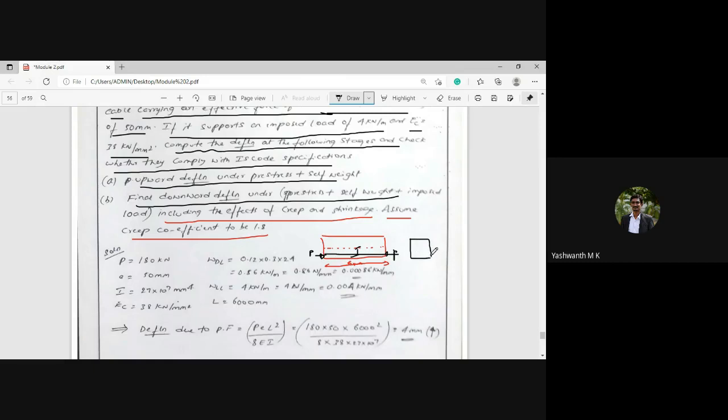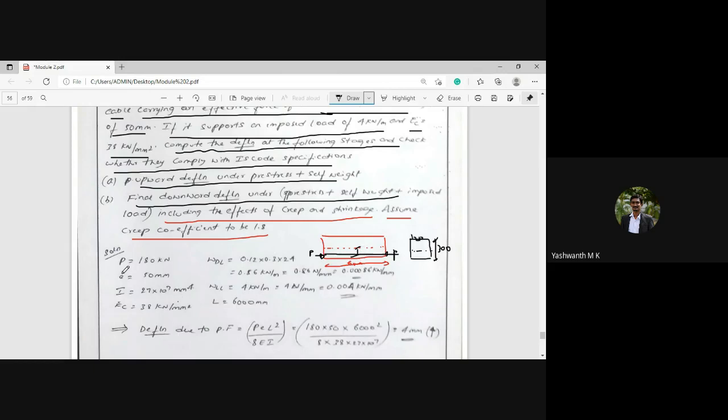Next, the cross section of this beam is 120 by 300. The cross section of the beam is 120 multiplied by the overall depth of 300. So this will be the cross section, and this is the longitudinal section.